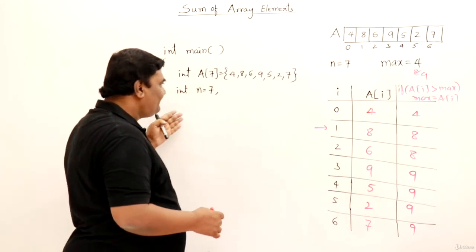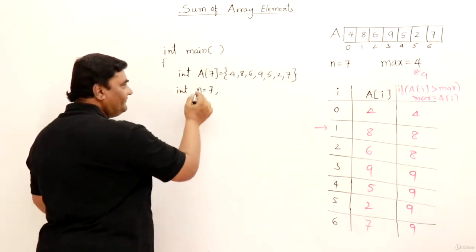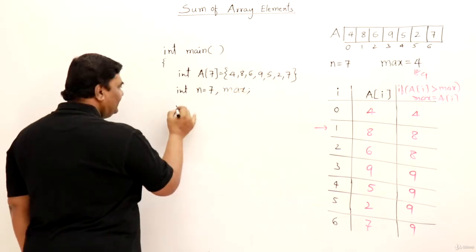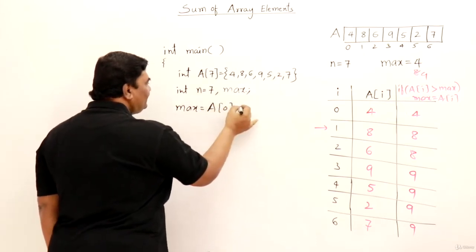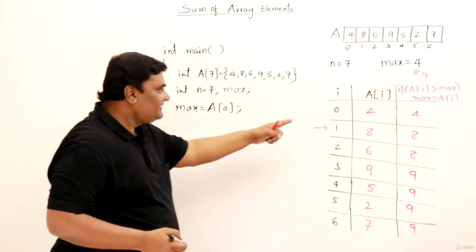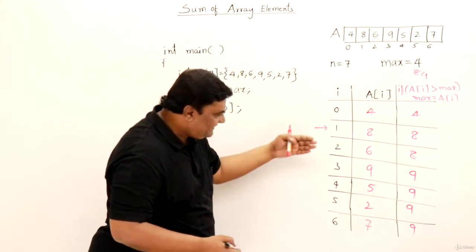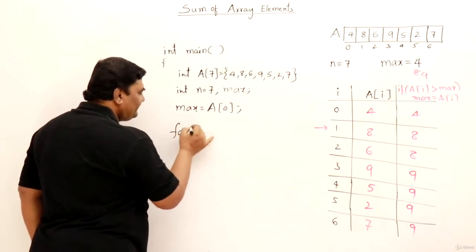Let us write a program for that. Already I have an array and n for the number of elements. Then I should have a max. And here the first step is max assign a of 0. That is, I have taken the 0th element, 4, we will take it. Now next I have to go on checking. This is a repeating process, so I can do it in a for loop.